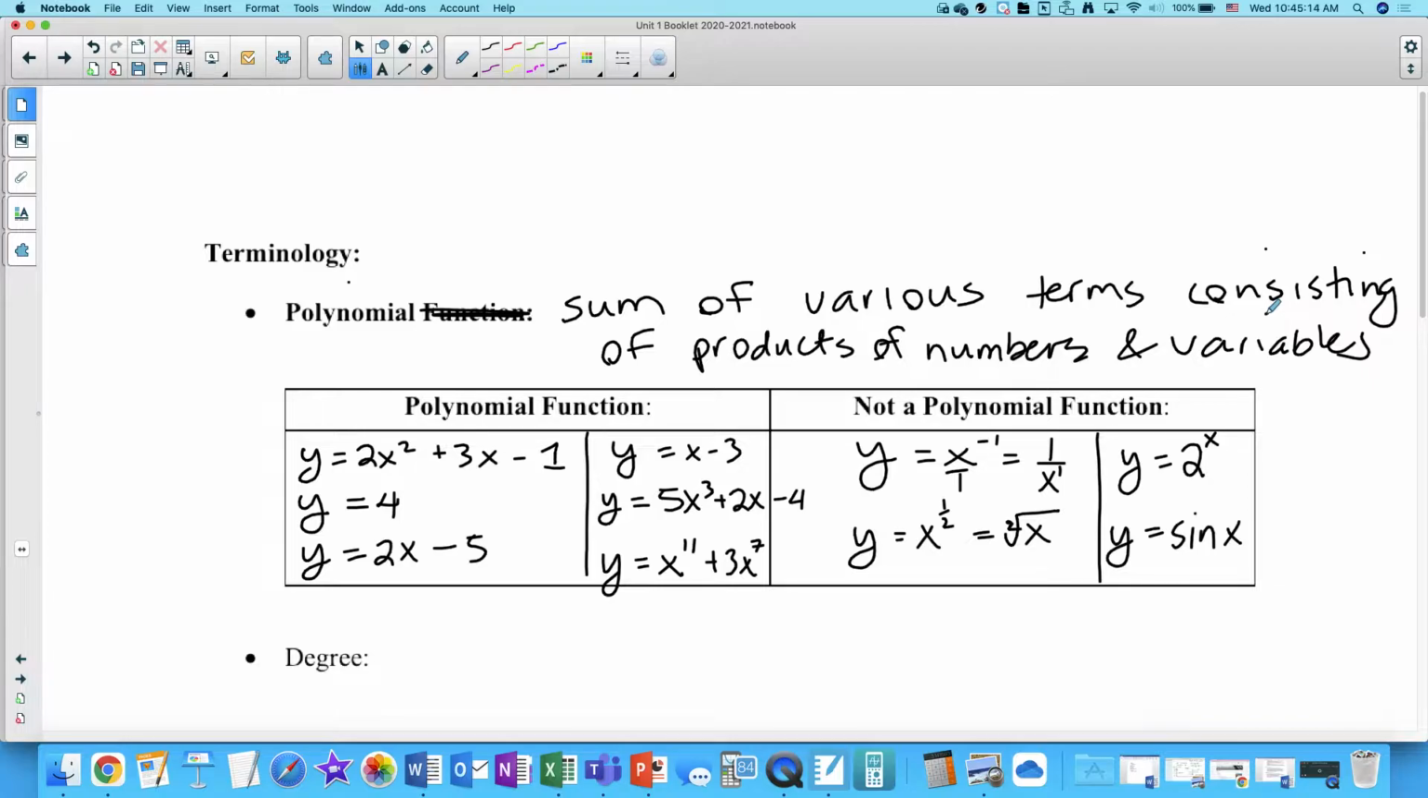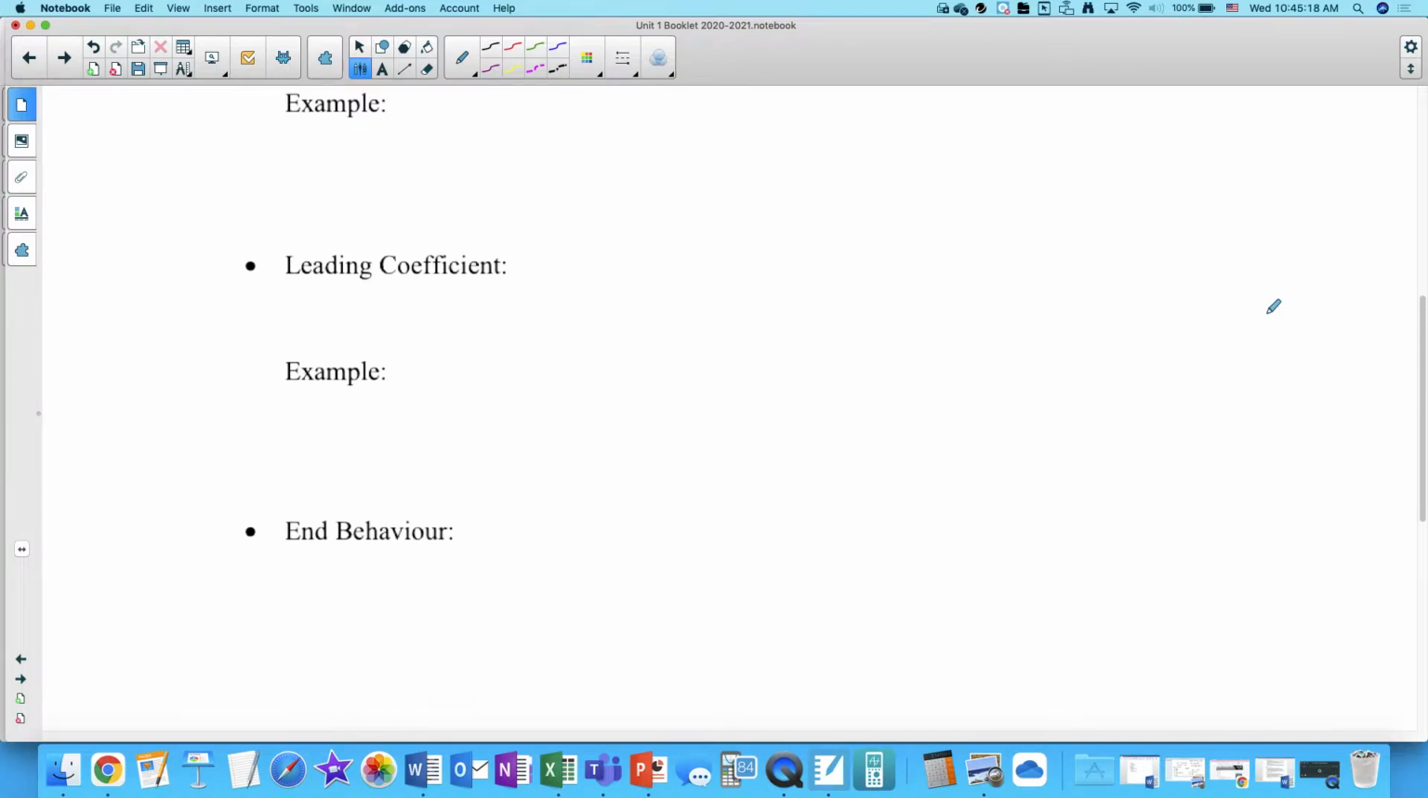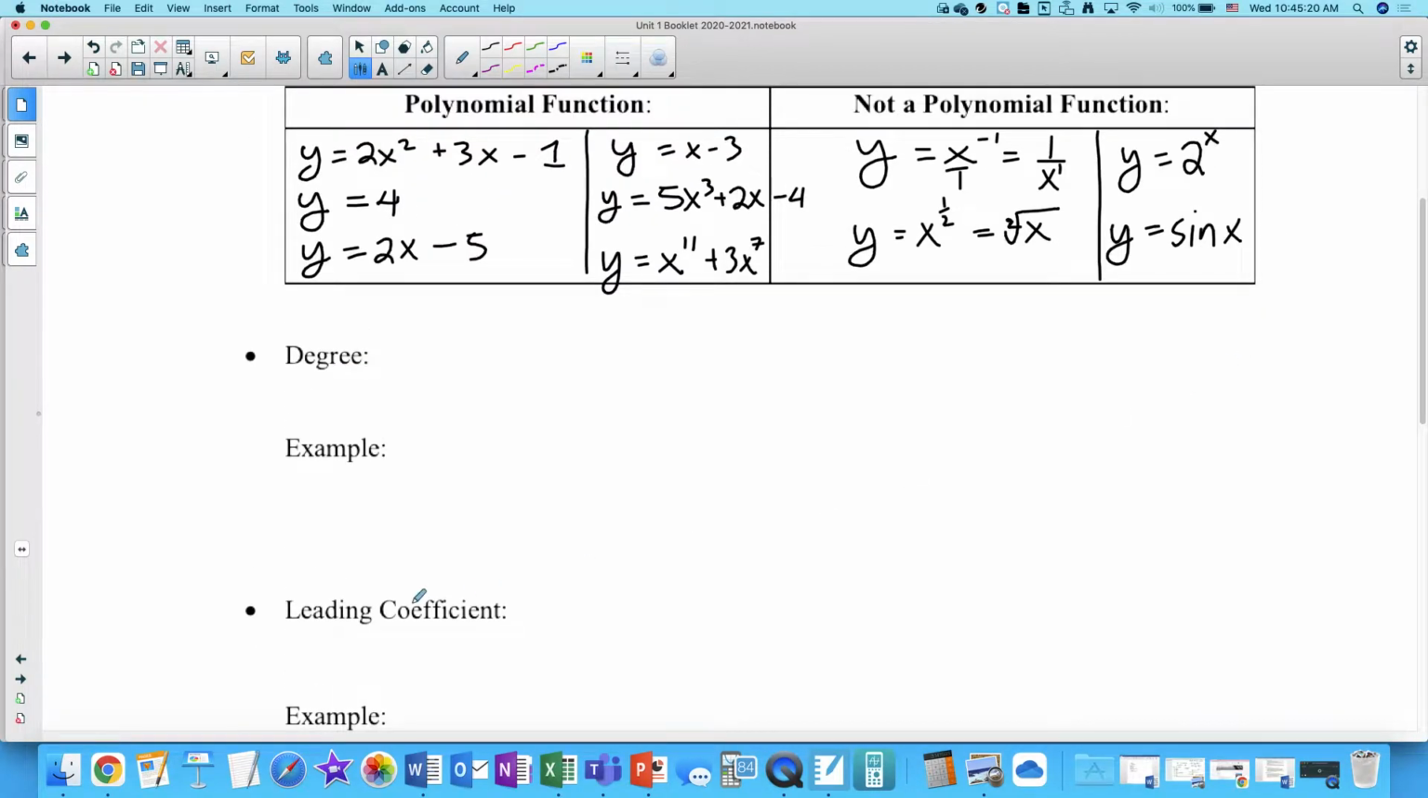Degree. Okay, degree of a polynomial. So let's just see if you guys remember this. Let's look at this first example, y equals 2x squared plus 3x minus 1. Does anyone know what the degree of that polynomial is? Yeah, it's 2, exactly. What about this guy, y equals 4?